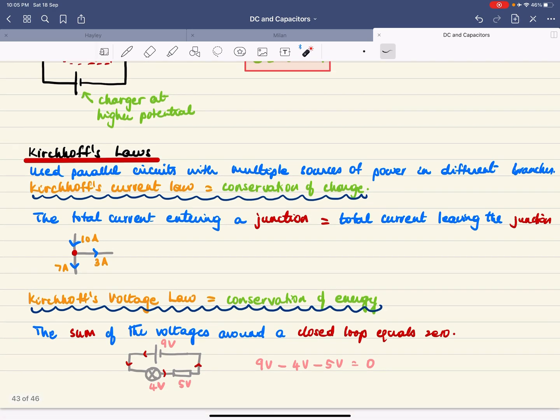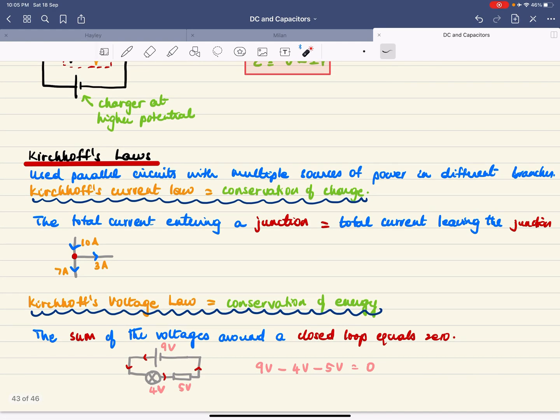The other one is Kirchhoff's voltage law, and it has to do with a closed loop. That means there's no break in the circuit. So the total voltage around a closed loop equals 0. This is because you have the 9 volts which is supplying, and this 9 volts is used up by the components in the circuit. That's essentially what this means.